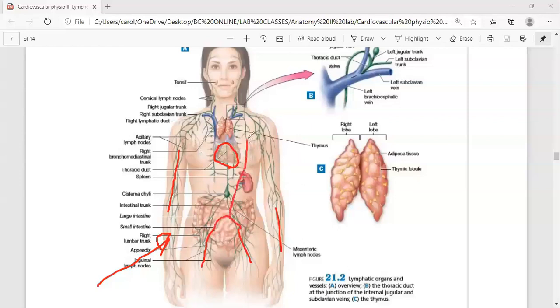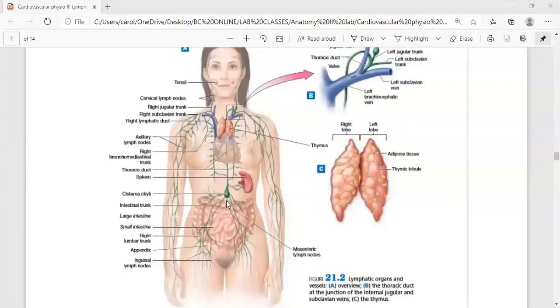And they're going to dump all the fluid right here in the subclavian vein, and right here in the subclavian vein. And from the subclavian vein, they're going to end up in the vena cava, and from there in the heart. You have a better view of that right here.